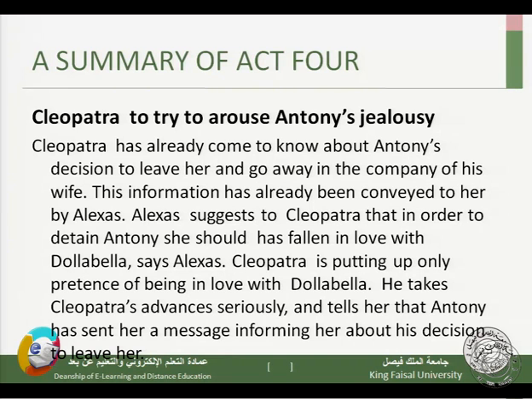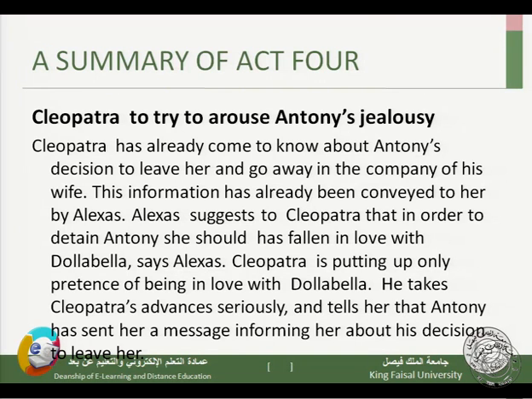So this information has already been conveyed to her by Alexis. Alexis suggests to Cleopatra that in order to detain Antony, in order to keep him, she should pretend to have fallen in love with Dolabella, says Alexis.